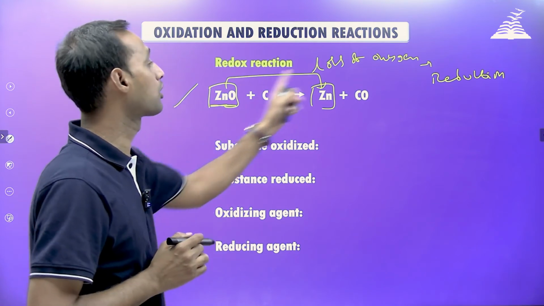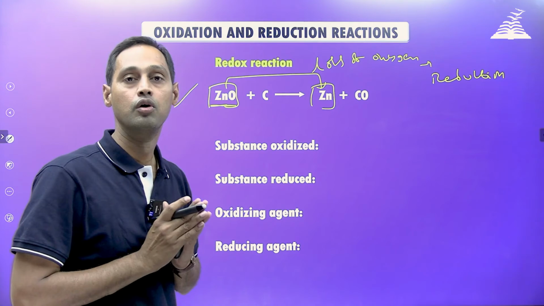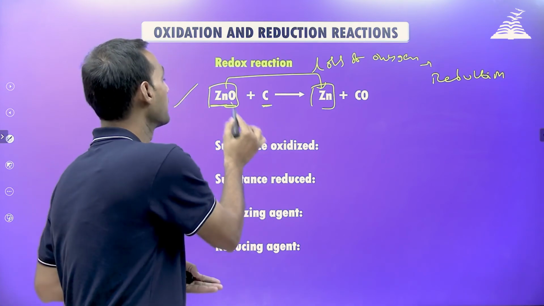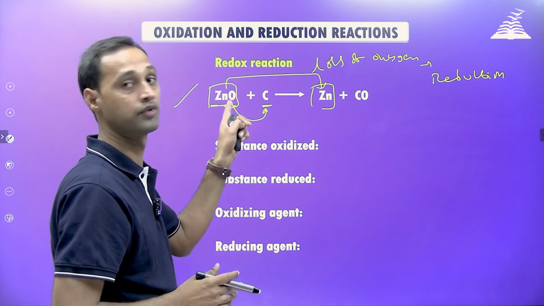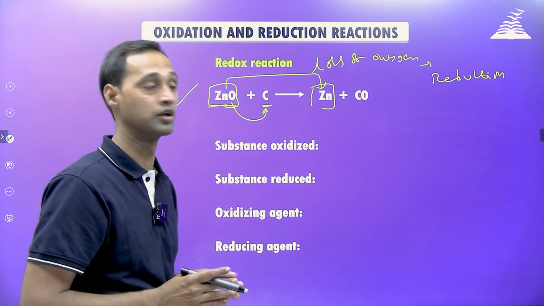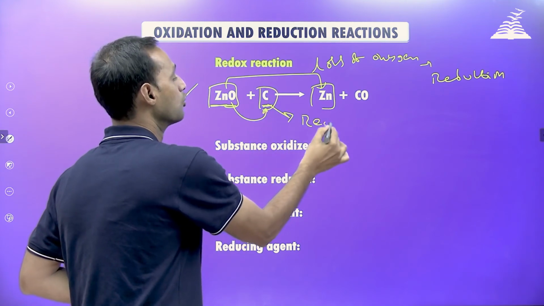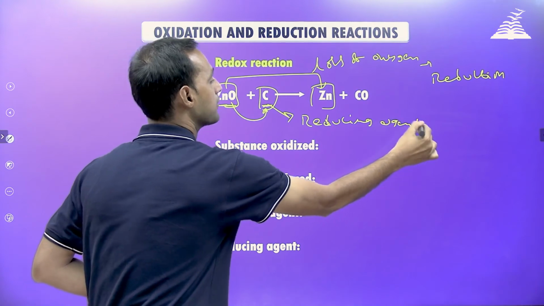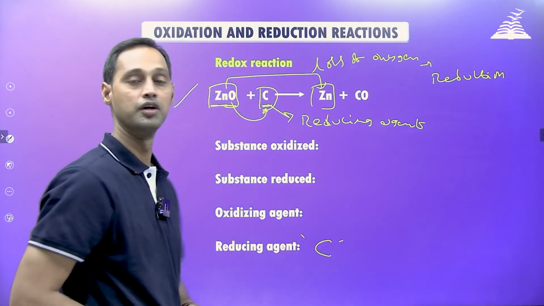So zinc oxide got reduced. So who helped zinc oxide to undergo reduction? Carbon. How? By taking oxygen. Carbon, by removing oxygen from zinc oxide, is helping zinc oxide to undergo reduction. So carbon is the reducing agent. So who is the reducing agent here? Carbon is the reducing agent. Simple.